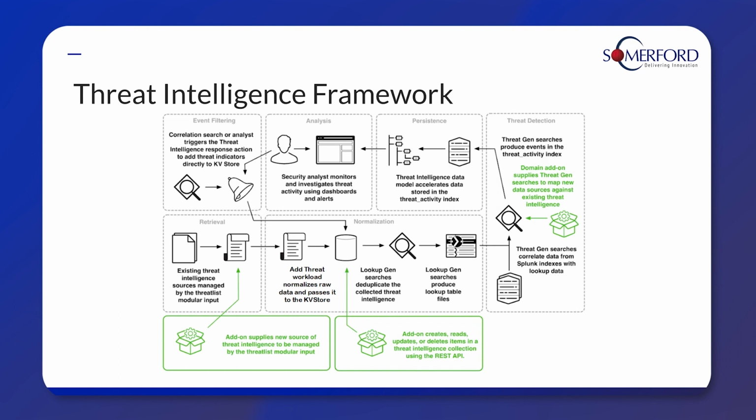And this data is then further persisted. As you can see on the chart here, during the persistent stage, it's accelerated as a data model. So it's stored within a threat data model, and then that information is accelerated. This data is then used in analysis by an analyst through dashboards and alerts. They're the main methods of accessing it, dashboards and alerts.